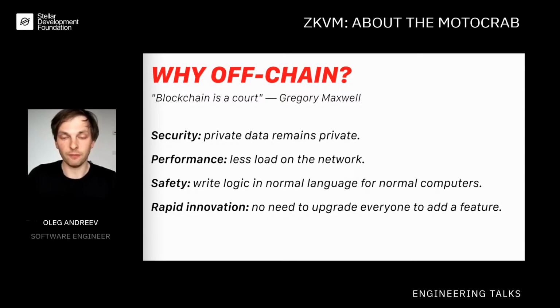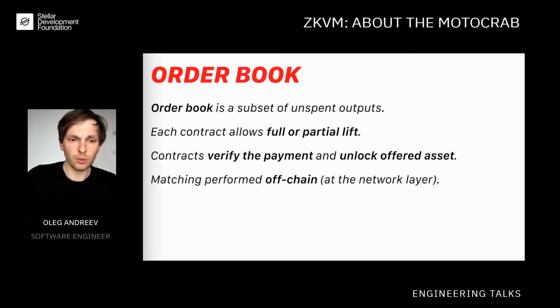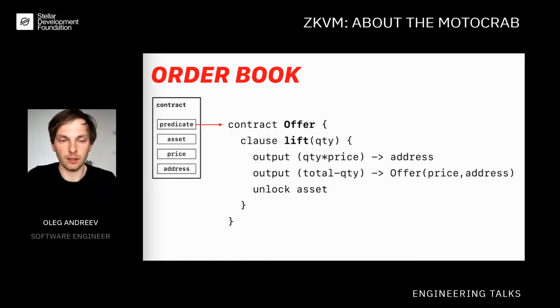This also allows you to innovate faster because you can try different versions of payment channels or payment protocols completely outside of the consensus critical parts. So you have to only upgrade the nodes that care about this feature and not the entire network. The order book is an interesting example of a smart contract. It's simply a contract that allows you to unlock the value being offered for a price.